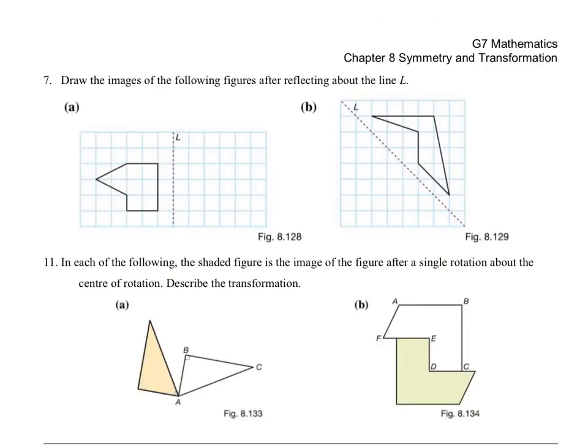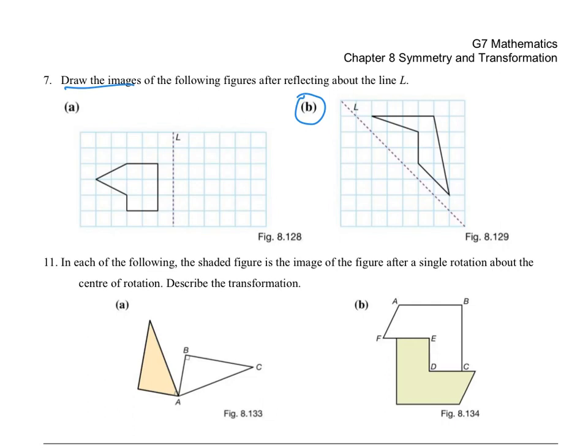Okay, let's look at number 7. This time you have to draw the images by reflecting about a line. So let's look at part B. I think it would be a little bit challenging if you do not know how to trace the points. Okay, so for drawing this figure, it may not be so easy.